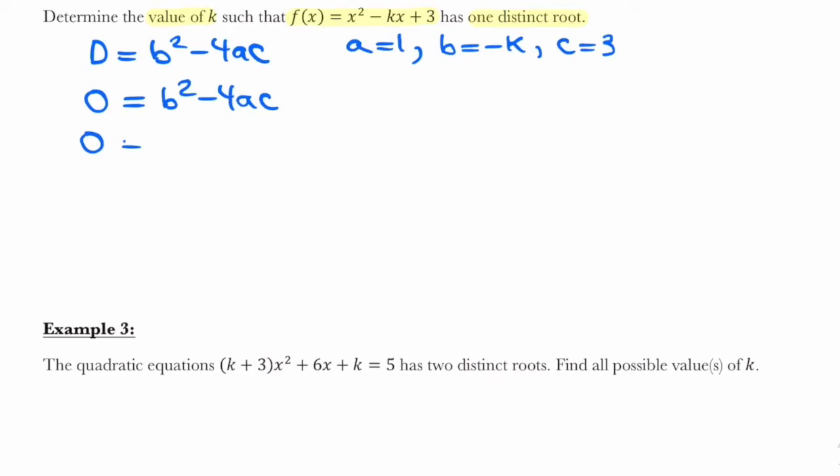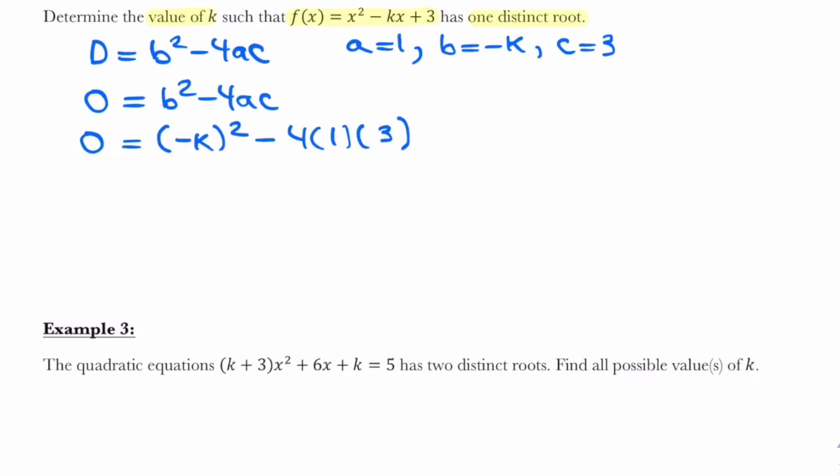So 0 has to equal b squared, so that's negative k all squared. Take away 4 times 1 times 3. And let's just look at this for a moment. We have one equation with one unknown, and we should be able to solve for k now, which is exactly what we wanted to do.